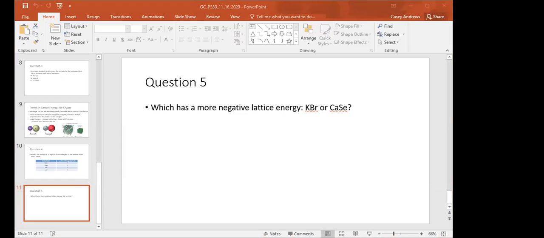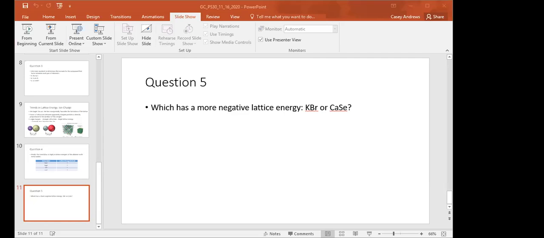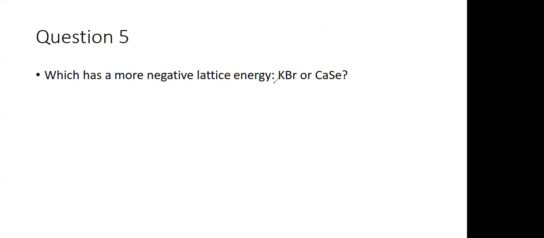All right. So it's good that we have this type of poll because it seems there's a little bit of confusion about what negative lattice energy means. So let's just look at our 2 different cases. We have KBr and CaSe. If we look on the periodic table, our metals are K and Ca, and our nonmetals are Br and Se.